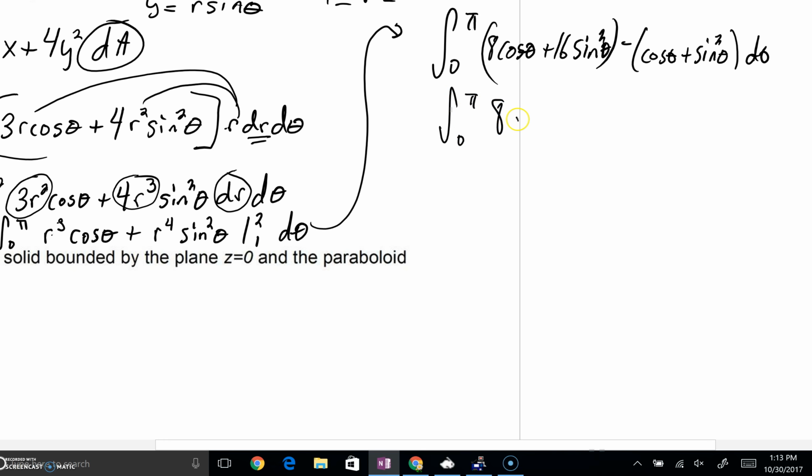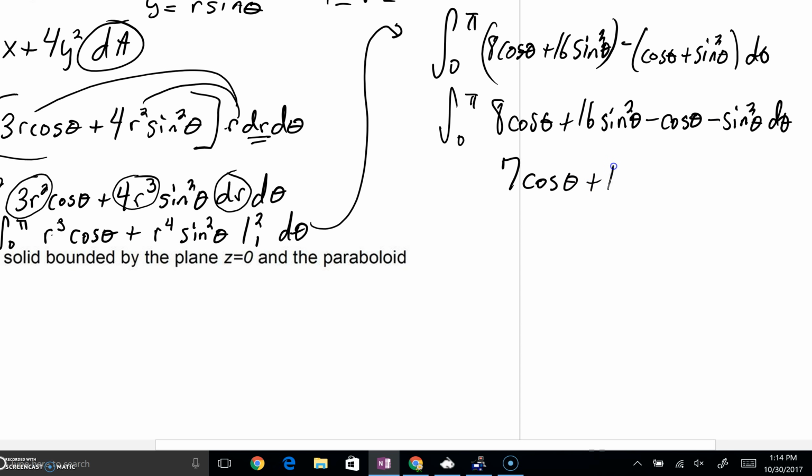Now, it's at this point where really the multivariable aspect of the course is done. I mean, you could have done problems like this last year, of course, and most definitely we can get this to clean up in a hurry. We'd get 7 cosine of theta, and 16 minus 1 would get you a 15 sine squared of theta, and we'll have our d theta. And we could right now maybe just speed things up and go ahead and use our calculator to finish this off.